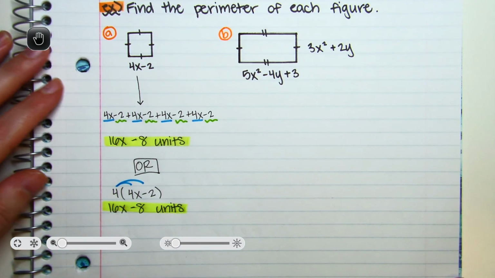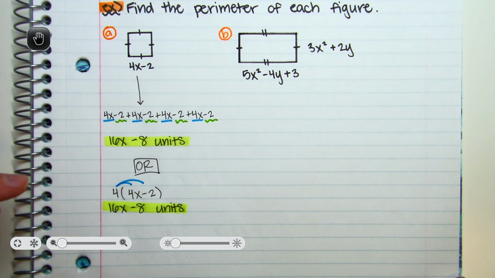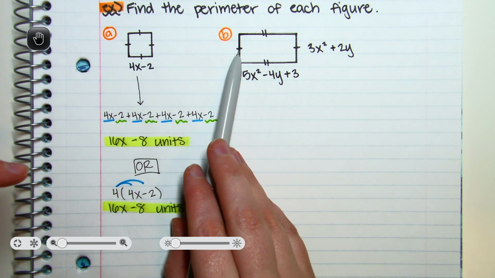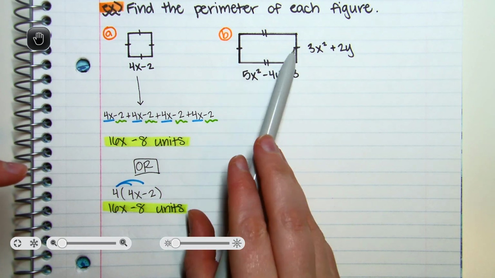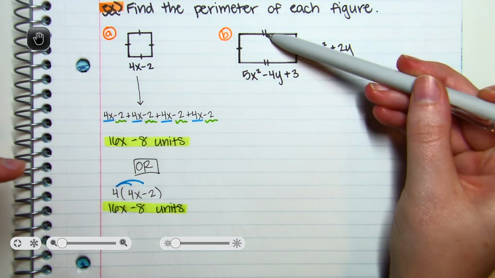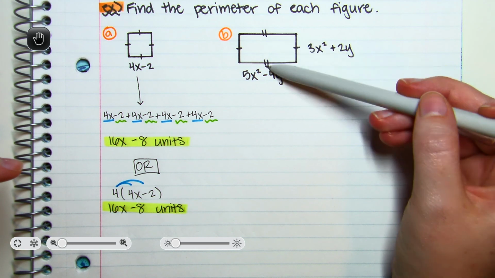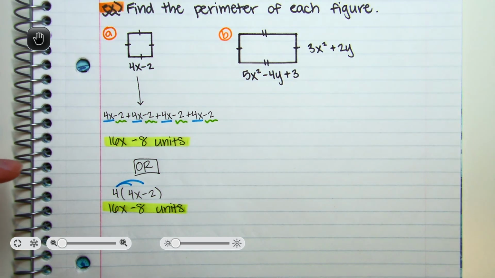Now part B is a little bit different. This one is a rectangle. So the different tick marks. 1 tick mark means that left and right sides are the same. Double tick marks means that top and bottom sides are the same. So again, you have 2 options here for how you can solve this as well.